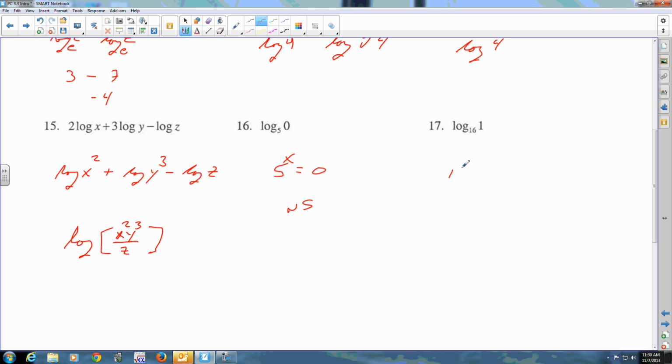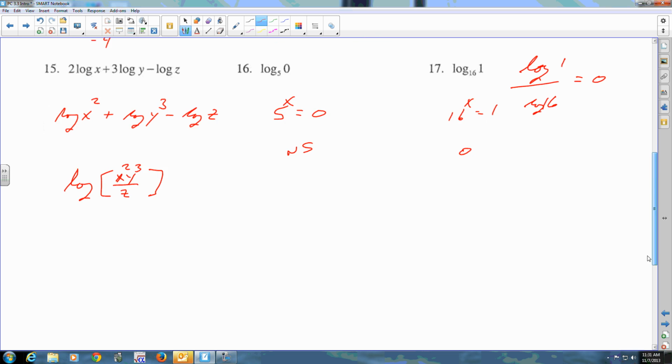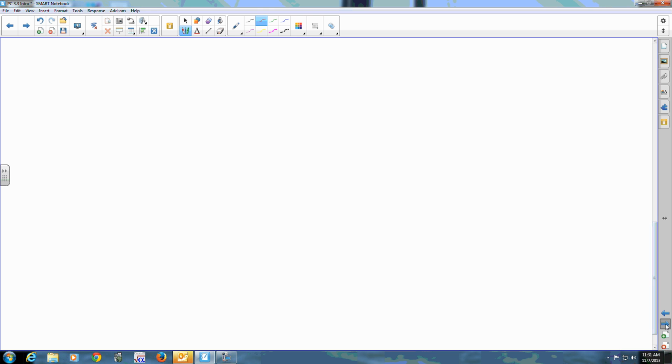This one, however, 16 to what power is 1? That's 0. Okay? If you wanted to do a change of base and type it in your calculator and check, log of 1 over log of 16 is going to give you 0. Okay? I believe that's the end of it. Let me scroll down. Yep, that's the end of it. I don't think there's another page. So that's the end of 3.3.